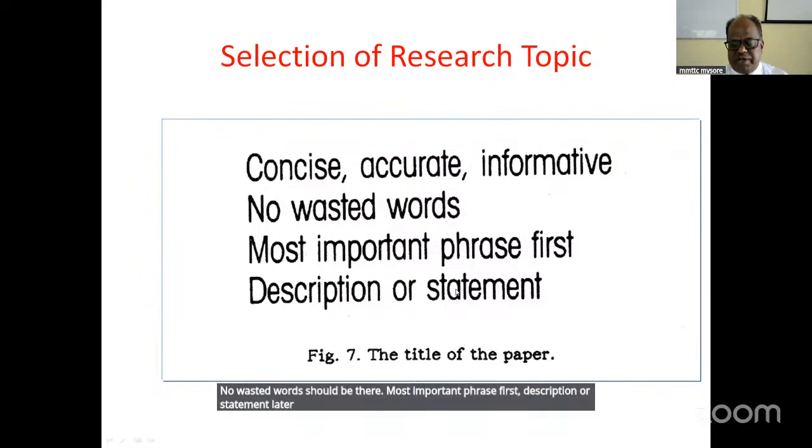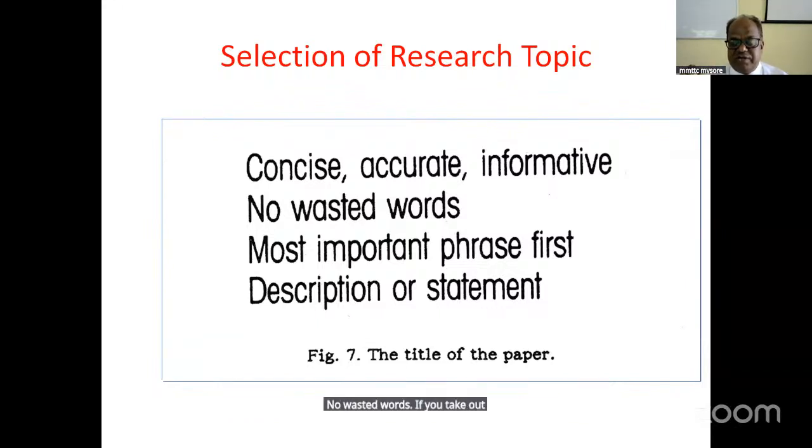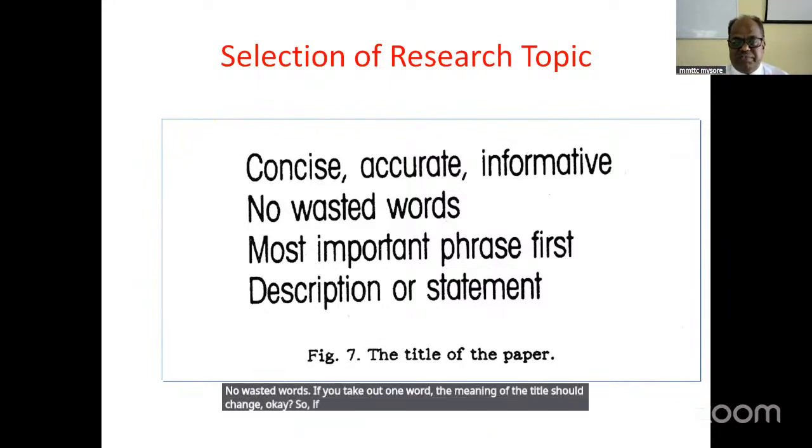Whether it is a research paper or the title of your PhD thesis, it should be very concise, very accurate, very informative. No wasted words. If you take out one word, the meaning of the title should change. Okay. So if you add something, the meaning of your research topic will change. Therefore, it should be most appropriate.